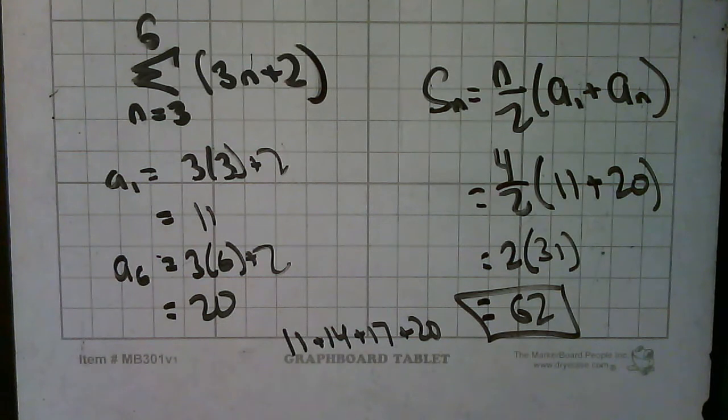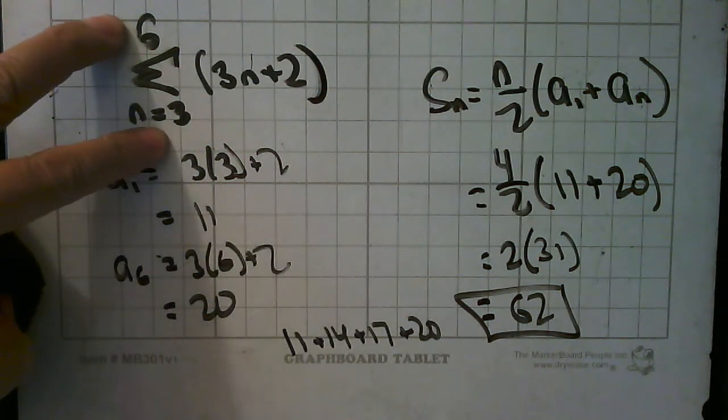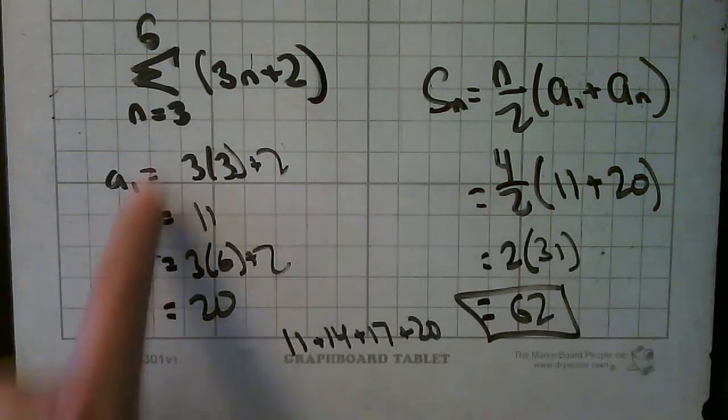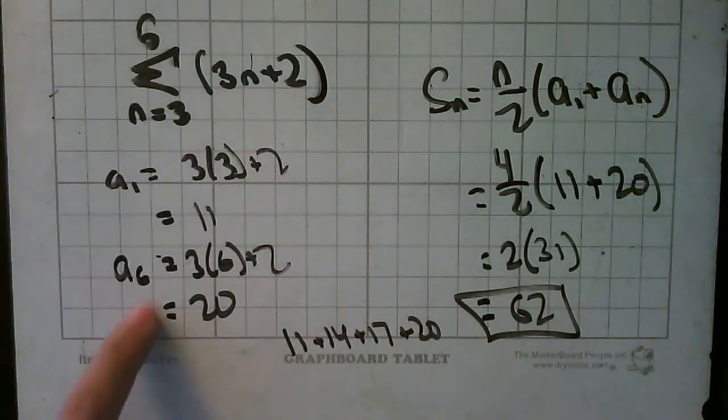So again, all you need here is the number of terms, which you can figure out from looking at these guys. And then you need the first term, which you're going to plug in to calculate. And the last term, you're going to plug in this one to calculate. And then you have everything you need to get the sum.